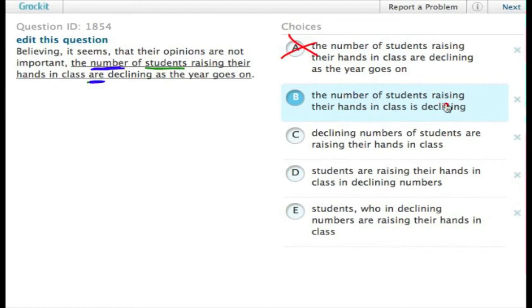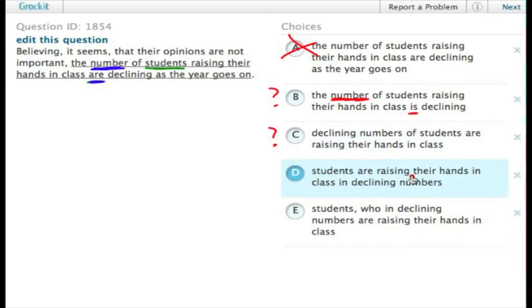The number of students raising their hands in class is declining. So that fixes that. We keep number and correctly use is. So that sounds pretty good. Let's take a look at other ones. Declining numbers of students are raising their hands in class. It's okay. Phrasing's not that great.